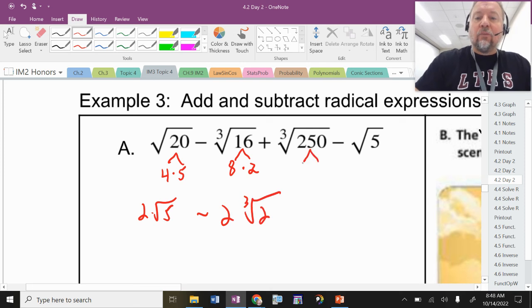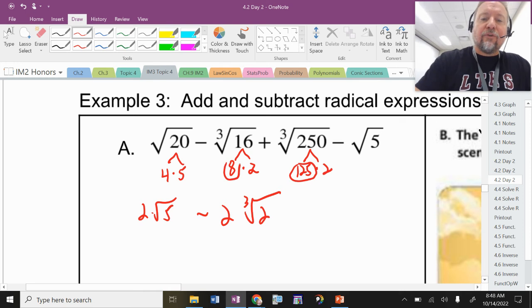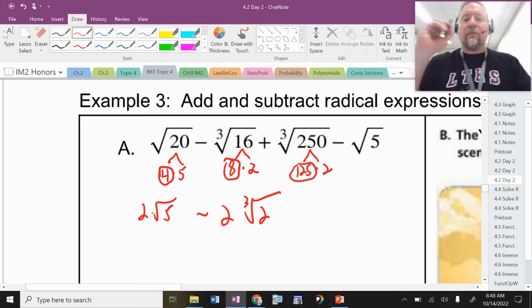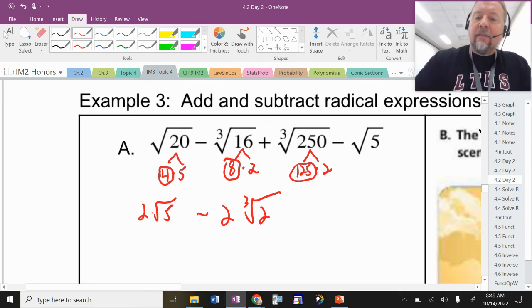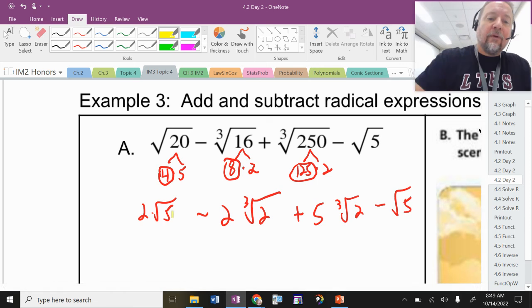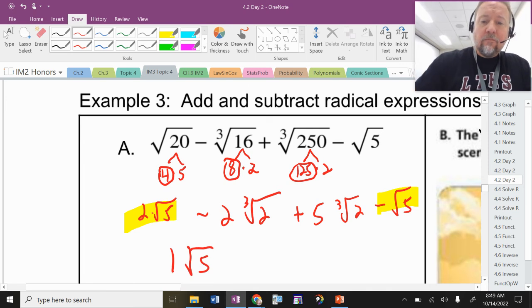250 is 125 times 2. I like circling the perfect squares or cubes when I break down these products. 5 times 5 is 25, times another 5 is 125, and then cube root of 2, and then minus root 5. And lo and behold, you end up having like terms. 2 root 5 minus 1 root 5 is 1 root 5.